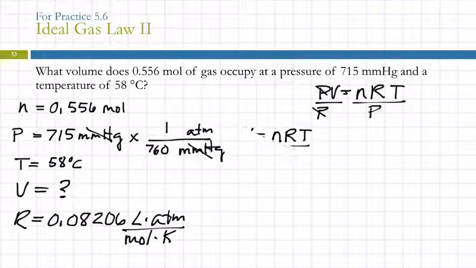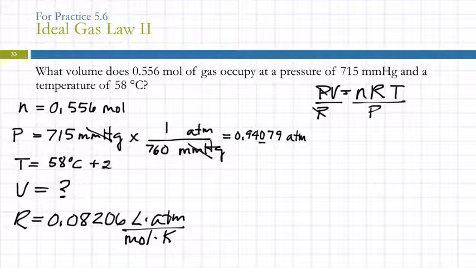I'm going to erase this equation because I didn't leave myself enough space. So 715 divided by 760. How many sig figs? 3. 0.940, keep 2 extras, 79 atmospheres. That's my pressure. Is 58 degrees Celsius okay? No. I need to add 273.15 to that. 331.15. And that has the last significant figure in the ones place.